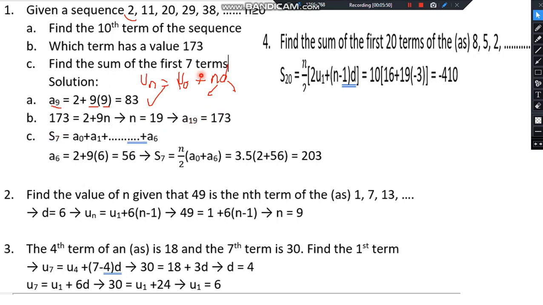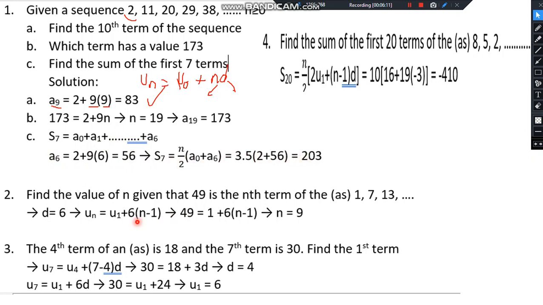I want the sum of the first 7 terms. The sum of the first 7 terms is from A0 till A6. So as you all know, it's n over 2, A0 plus A6. We can find A6. A6 is 2 plus 9 times 6, so it will be 56. So if you add it, you have 203.